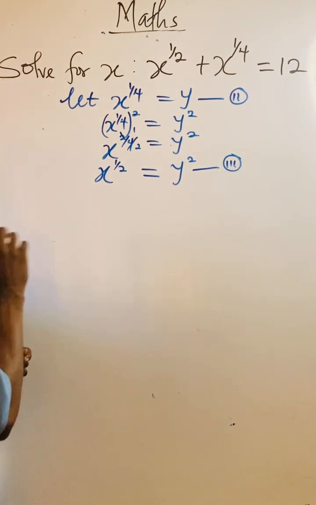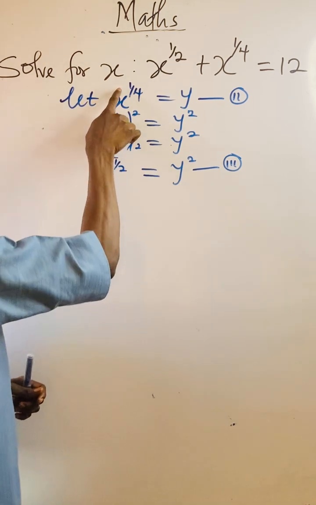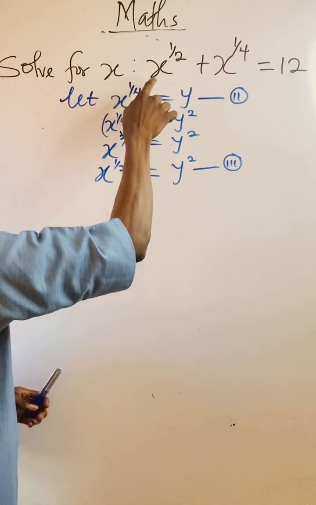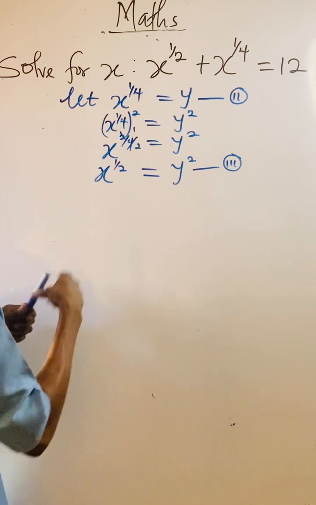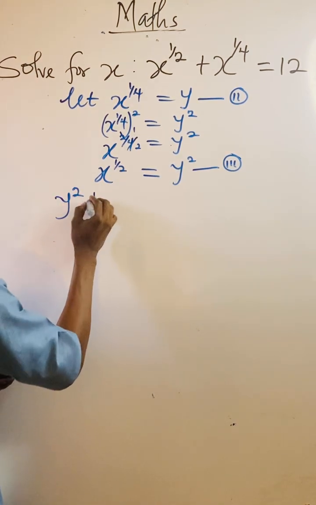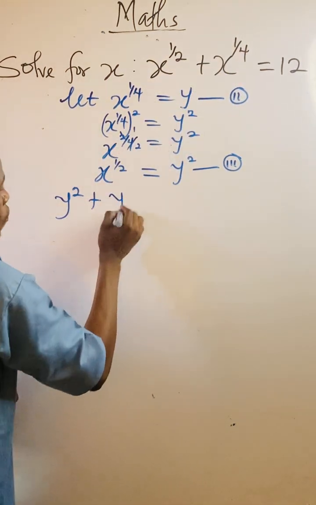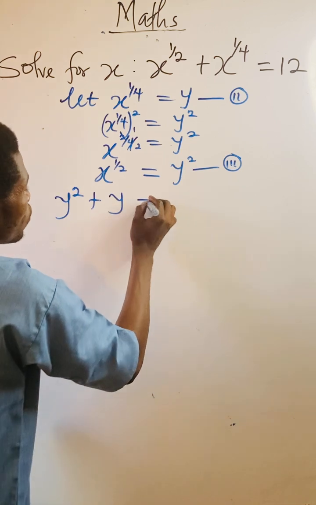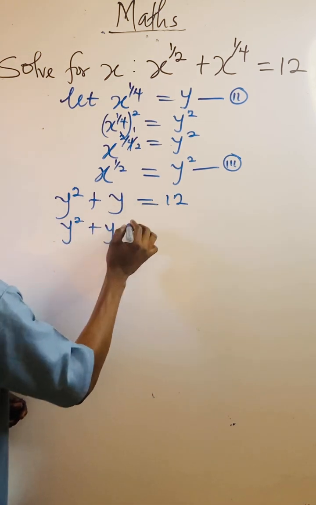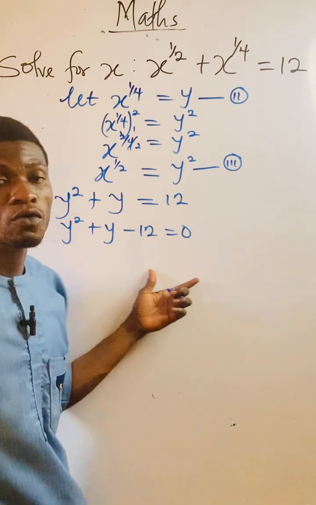Now, we have x to the power of 1 over 2 equal to y squared, and x to the power of 1 over 4 equal to y. So back to the question, x to the power of 1 over 2 we replace as y squared, then plus x to the power of 1 over 4 we replace as y, equal to 12. Therefore, y squared plus y minus 12 equal to 0. This becomes a quadratic equation.